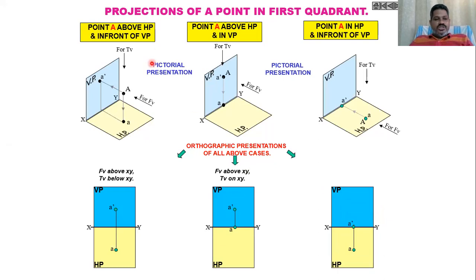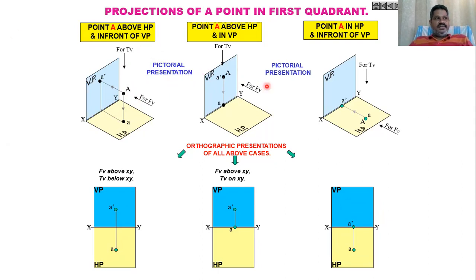Then I have also covered a point A above HP and in front of VP. These are the cases that we come across when the point is in front of VP and above HP. In this case, the front view is above the XY line and the top view is below the XY line. That is, A dash will lie above the XY line, and A, the top view, is going to lie below the XY line.